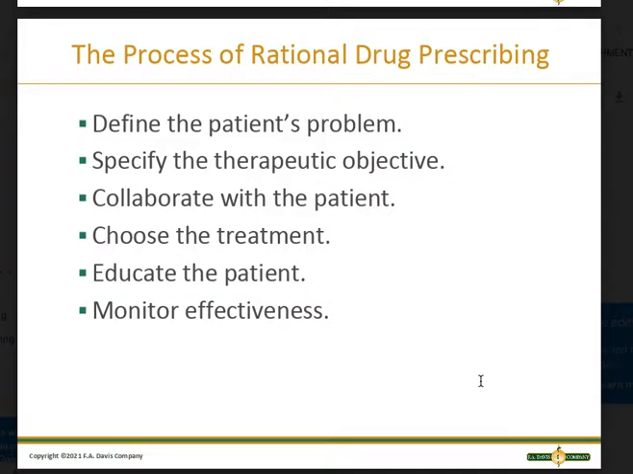So the process of rational drug prescribing starts with defining the patient's problem and the specific therapeutic objective. Then you collaborate with the patient, which is always important, because if the patient doesn't believe in what you're doing, they're not going to take the medication or whatever the treatment is. You choose the treatment, educate the patient, and always monitor for effectiveness.